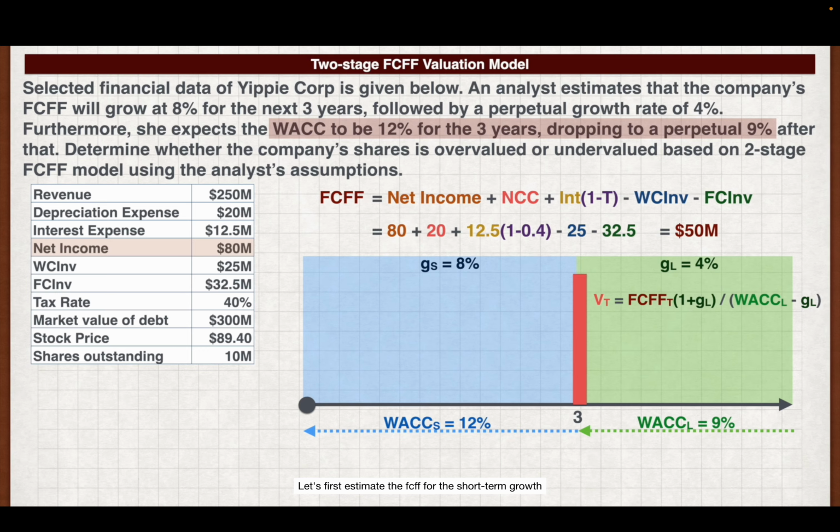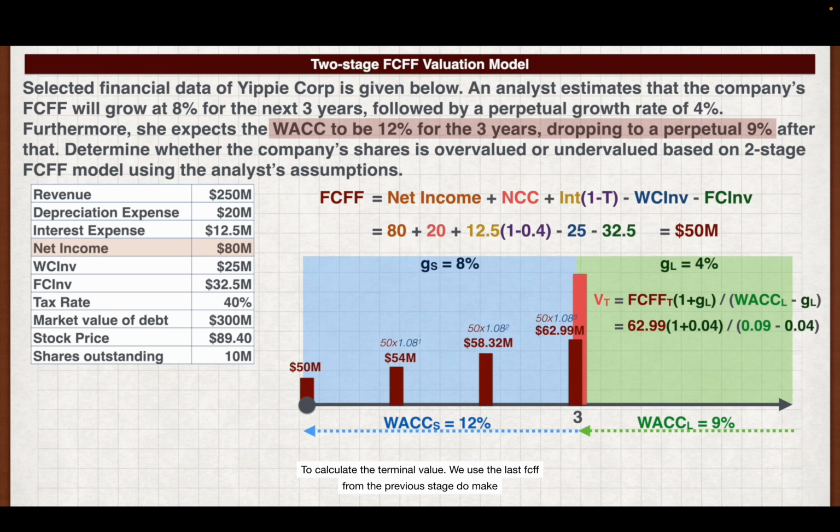Let's first estimate the FCFF for the short-term growth stage. Compounding the current FCFF of $50 million at 8%, we get the following FCFF for the next 3 years. To calculate the terminal value, we use the last FCFF from the previous stage. Do make sure you use the long-term growth rate of 4% here, and using the WACC of 9%, we get a terminal value of $1,310.1 million.